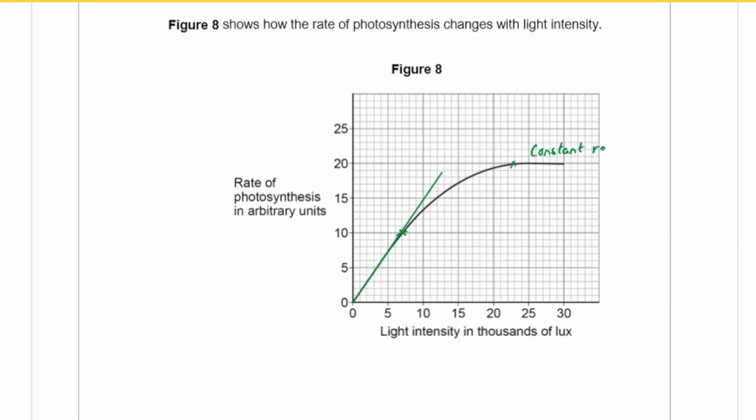Constant rate. Right? This is constant increase. Here the rate increase is decreasing. Right? The rate of photosynthesis, how it is increasing, is actually getting smaller, lower and lower.